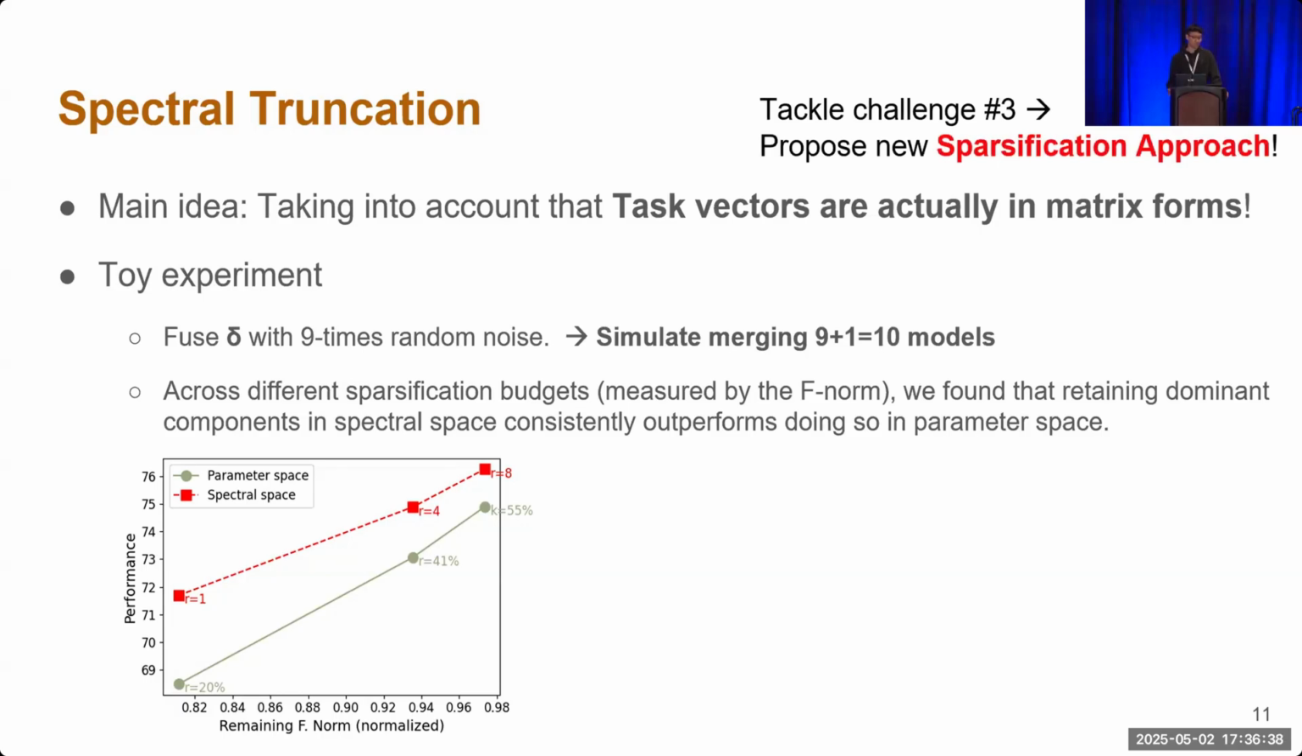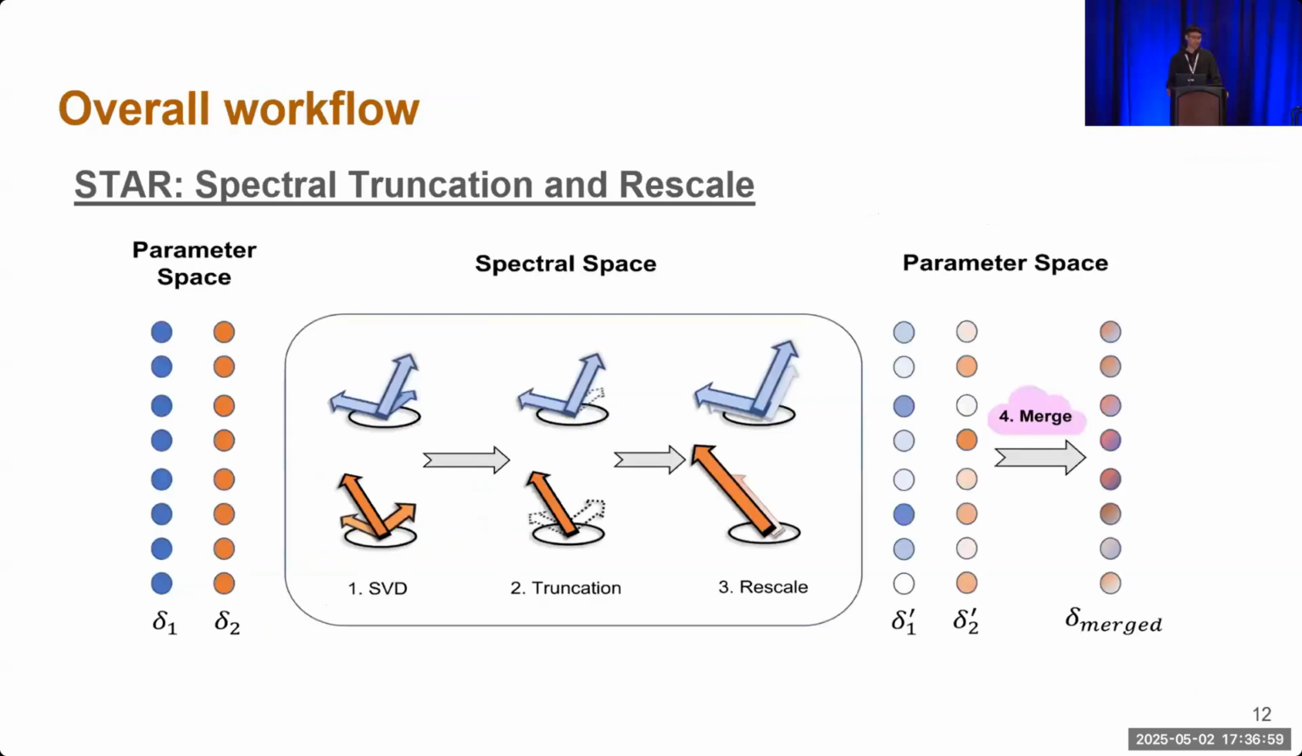So here we are actually tackling the third challenge by proposing a new specification approach. Also, I would like to mention that the more rigorous proof is in our paper about the spectral truncation step. So here is just a toy experiment that motivates us to propose the spectral truncation. Next, let's talk about how to rescale.